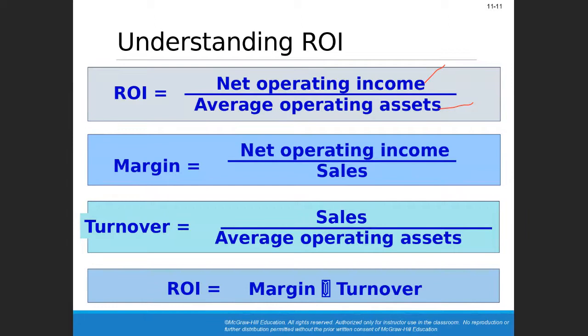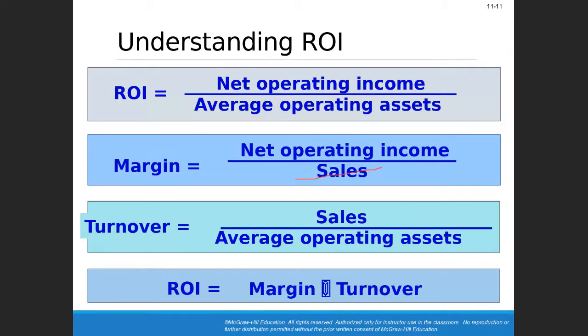Another way people look at this is margin times turnover. If you look at this, margin is income divided by sales, and turnover is asset turnover, sales divided by operating assets, right? So if you take margin times turnover, that's your ROI. When we look at ROI, we're bringing these other numbers into play. When you turn multiple numbers into a ratio, that lets you evaluate multiple numbers using just one number. And it should be pretty obvious why ROI is equal to margin times turnover, because margin is just net operating income divided by sales. Turnover is sales divided by average operating assets.